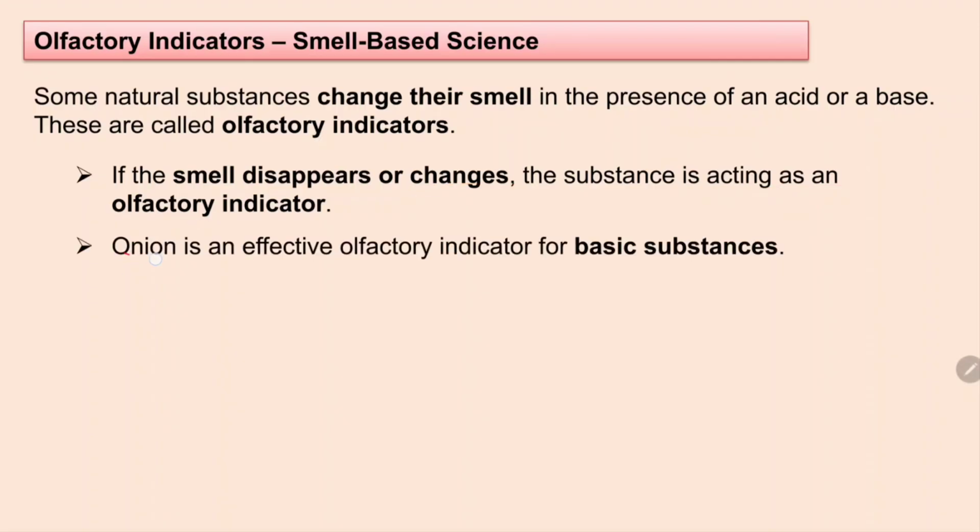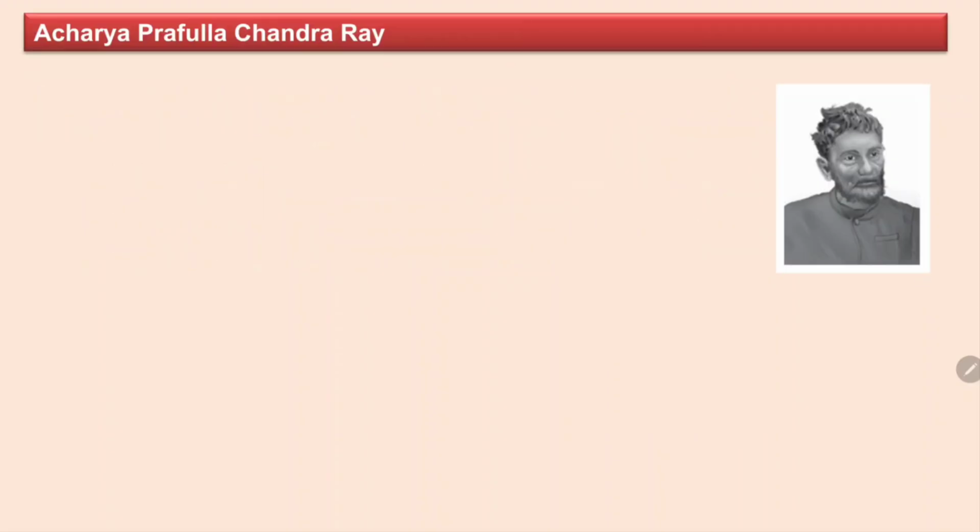So here we have used onion, isn't it? Onion as an effective olfactory indicator for basic substances, okay. And you can reduce the smell of the onion when you are applying a basic substance, and when an acidic substance like vinegar has been applied there, the smell will be stronger, okay. So that was about it.